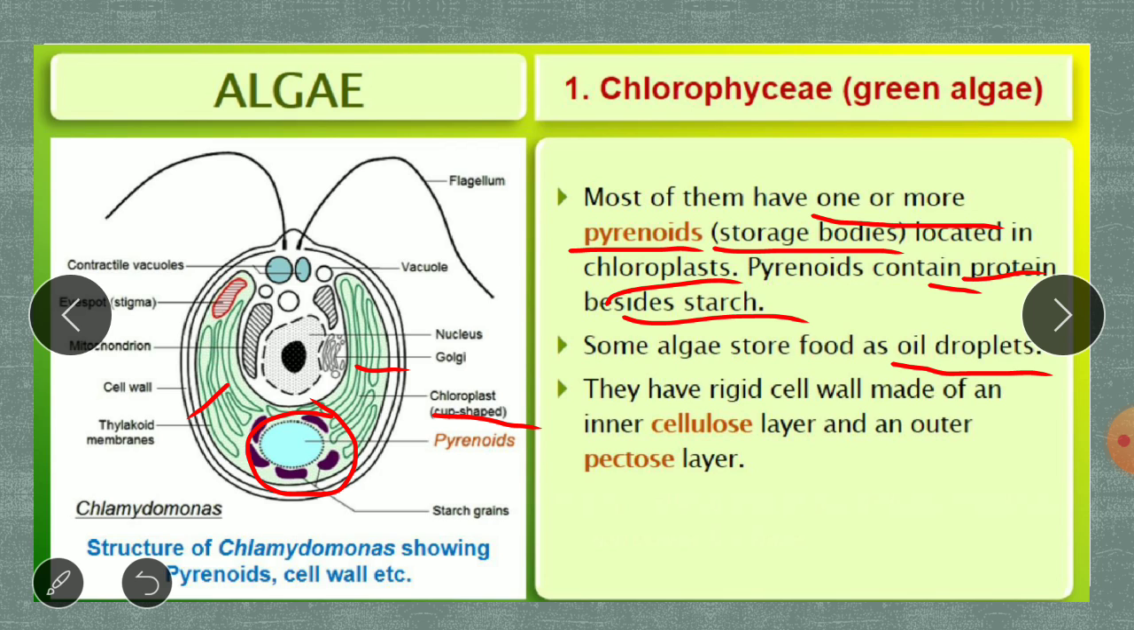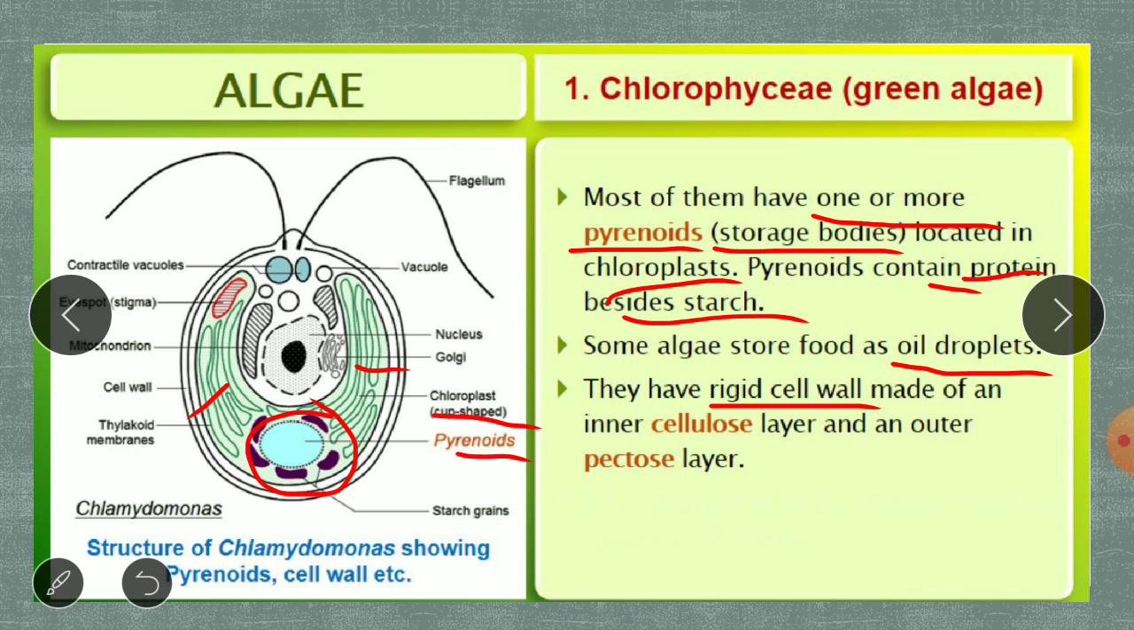In the same manner, in the case of the green algae, they store food in the form of protein and starch in the storage bodies known as pyrenoids. Here, in some of the algae, they have a rigid cell wall. Now, coming to what a cell wall is.